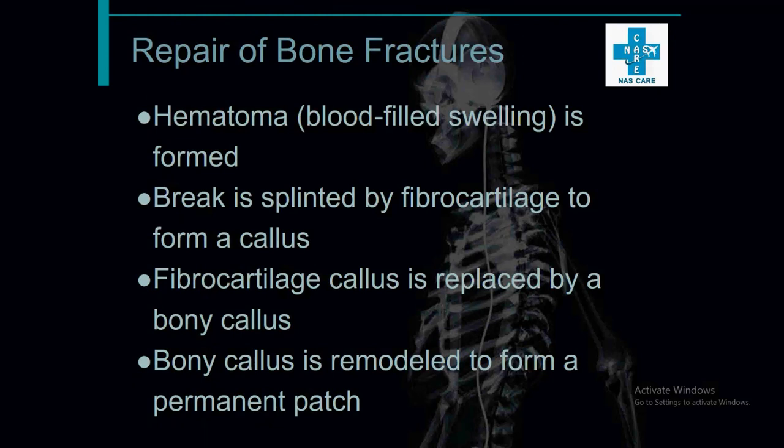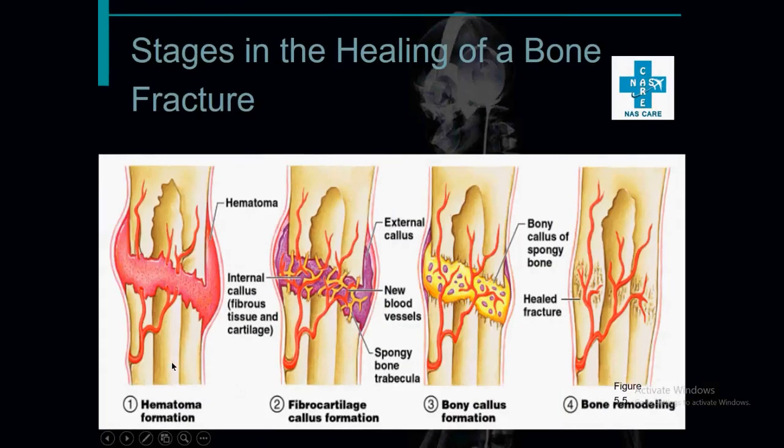Repair of bone fractures. A hematoma, a blood-filled swelling, is formed. Then the break is splinted by fibrocartilage to form a callus. The fibrocartilage callus is replaced by a bone callus, and the bone callus is remodeled to form a permanent patch. You see in this picture: hematoma formation, internal cells, fibrous tissue and cartilage, new blood vessels, external callus, fibrocartilage callus formation, bony callus formation, the bony callus of spongy bone, and bone remodeling, which means healing of the fracture.